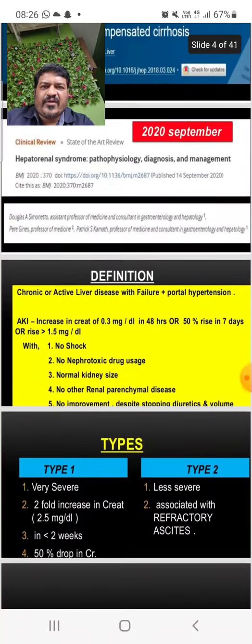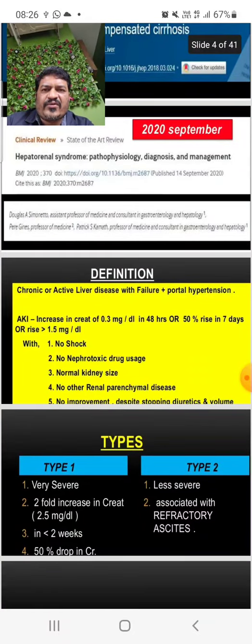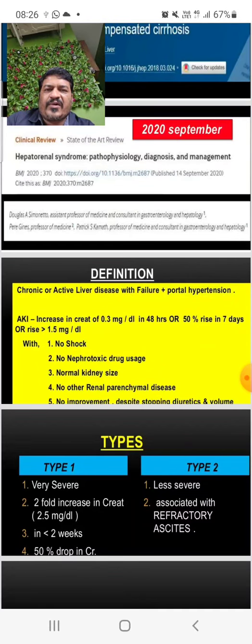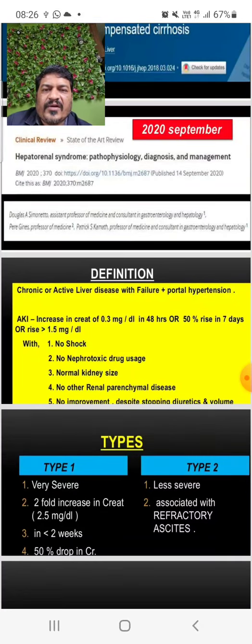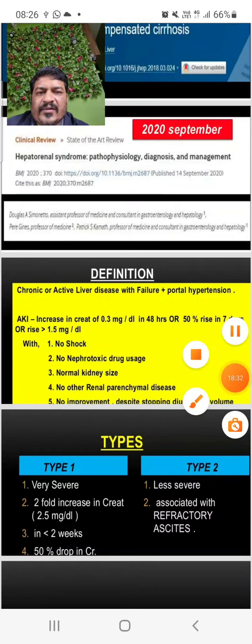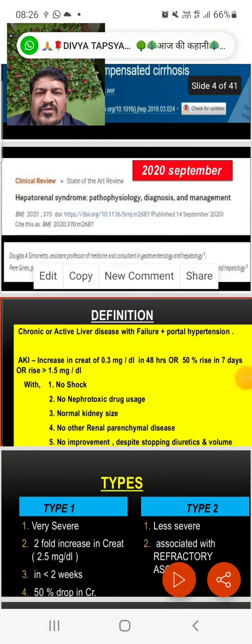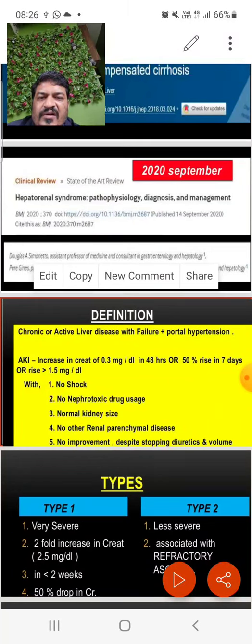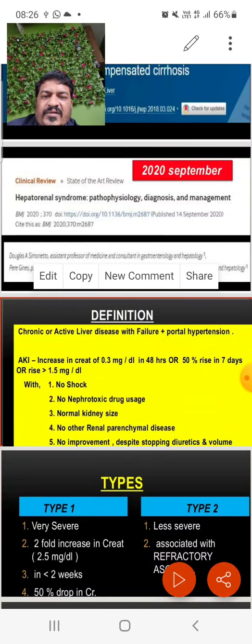And now I have come to the definition of hepatorenal syndrome. Chronic or active liver disease with failure plus portal hypertension. Acute kidney injury resulting in a creatinine rise of 0.3 milligram per dl in 48 hours, or a 50% rise in 7 days, or a rise of more than 1.5 milligram per dl. With no shock, no nephrotoxic drug usage, normal kidney size, no other renal parenchymal disease, and no improvement despite stopping diuretics and giving volume.